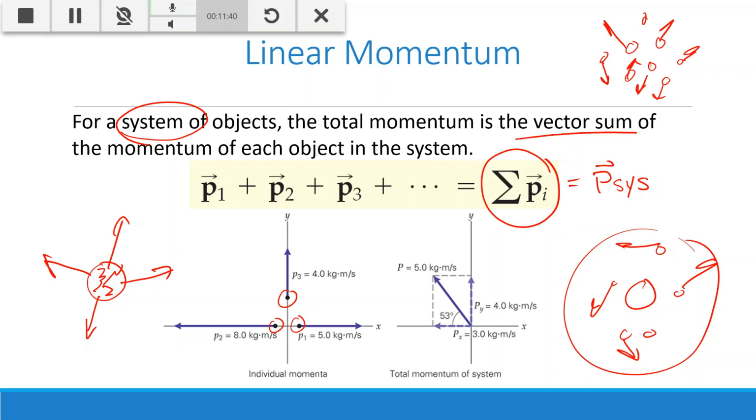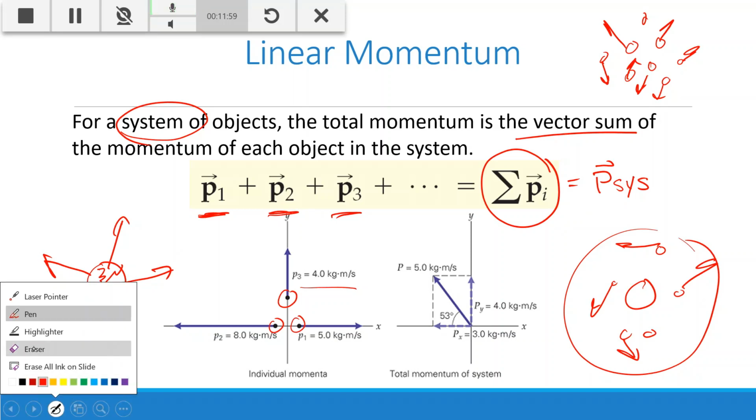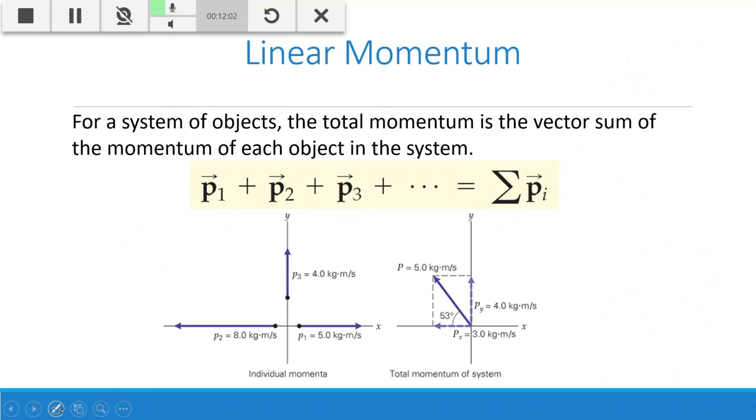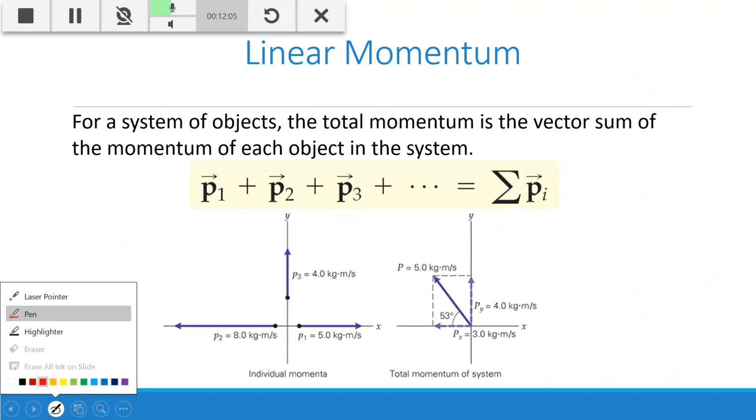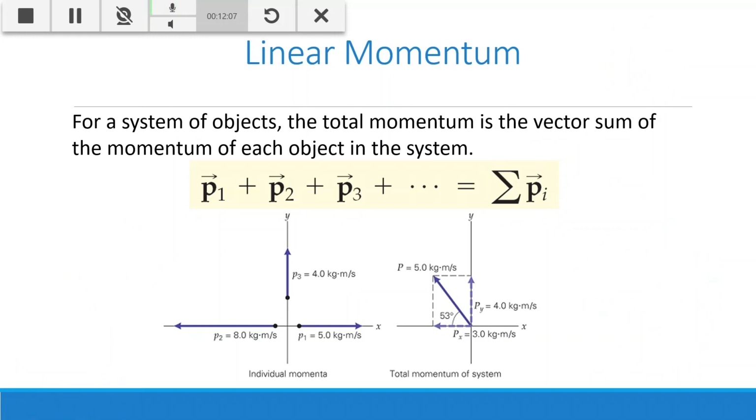In this case, it's just another case of vector addition. You would add the x components of each of these three. P3 here only has a y component, so the net momentum of the system in the y direction is going to be based only on P3. And the x components are going to be based on both P2 and P1. So the momentum of my system is going to be the momentum of object 1 plus the momentum of object 2 plus the momentum of object 3.